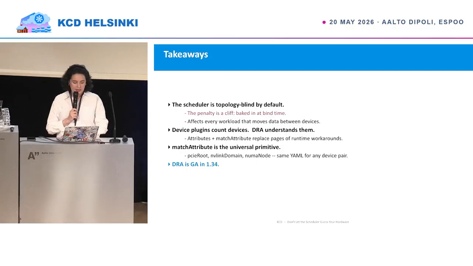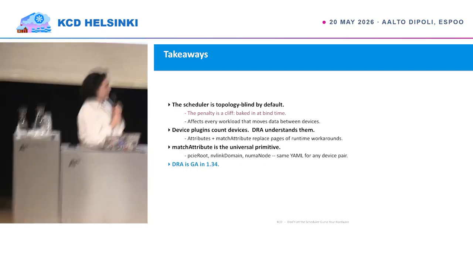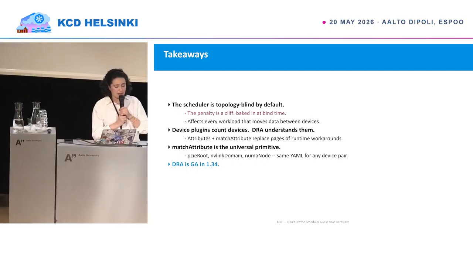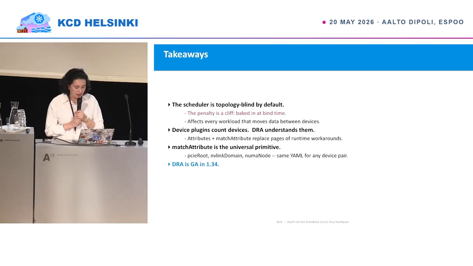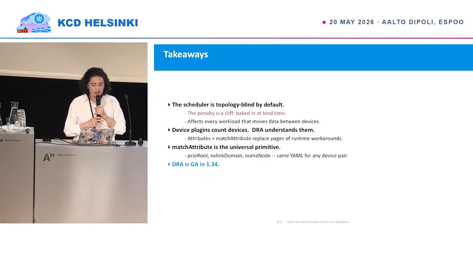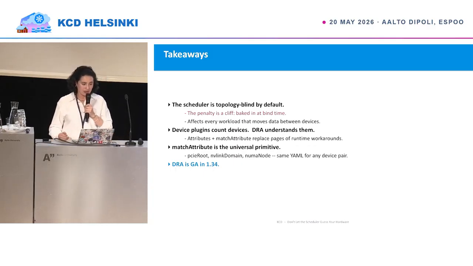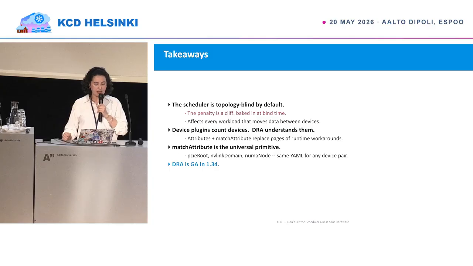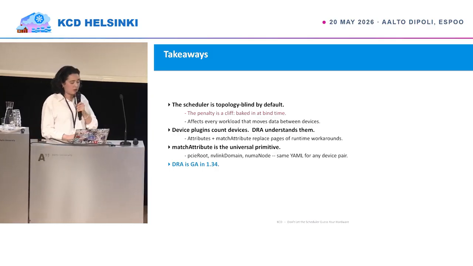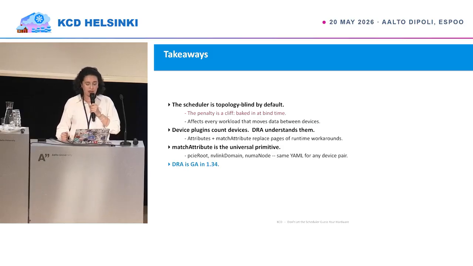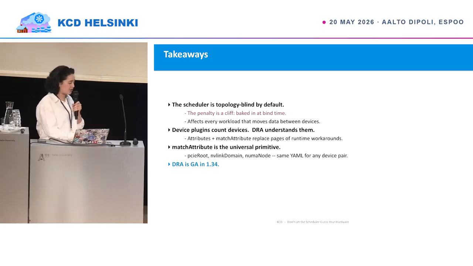Final takeaways. The scheduler is blind by default. Without DRA, we don't have any easy ways to express the topology. With DRA, topology is brought to scheduling time, which means that we can act on it and make correct decisions. Match attribute is a universal primitive if we want to enforce some collocation requirements between your devices, and DRA is generally available in Kubernetes 1.34.